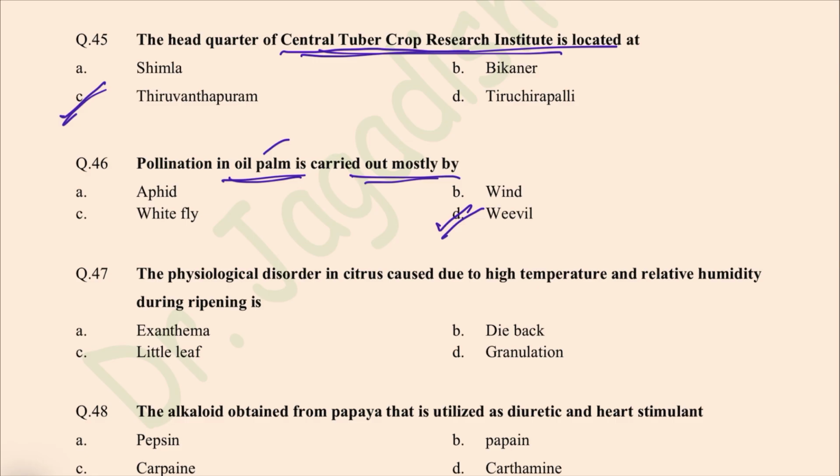Which famous pollinator insect was deliberately introduced in oil palm plantation to boost yield? That is oil palm weevil. What is the most common method used for pollination in commercial date palm cultivation? That is hand pollination or artificial pollination.